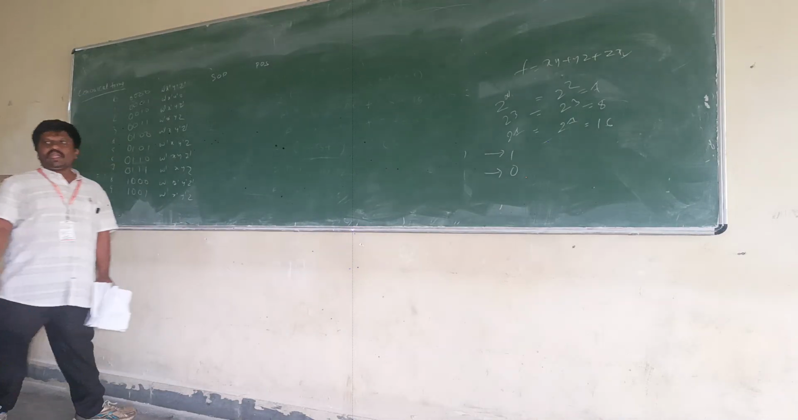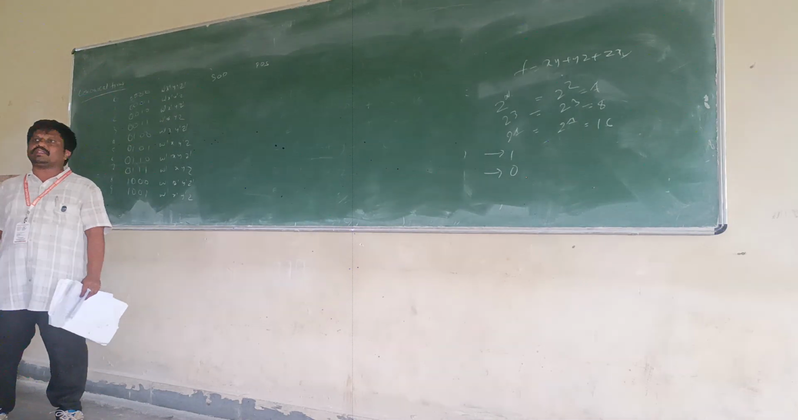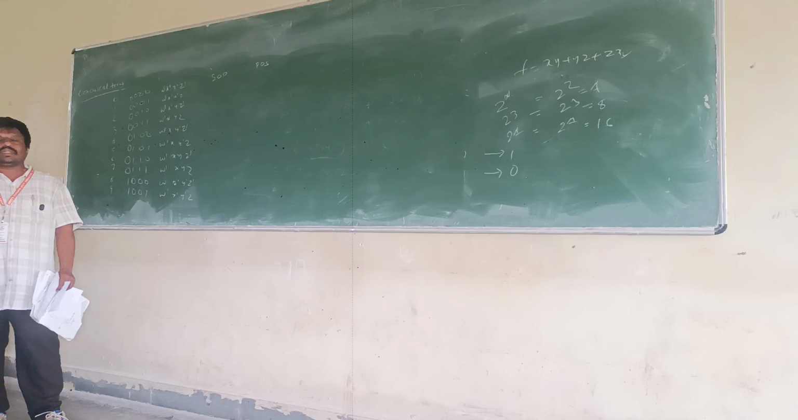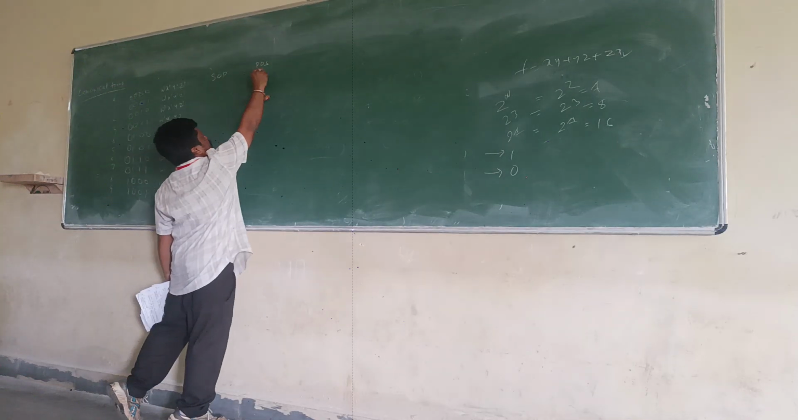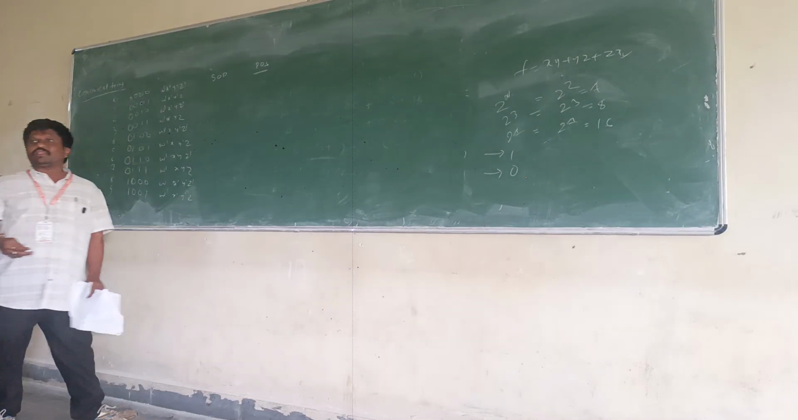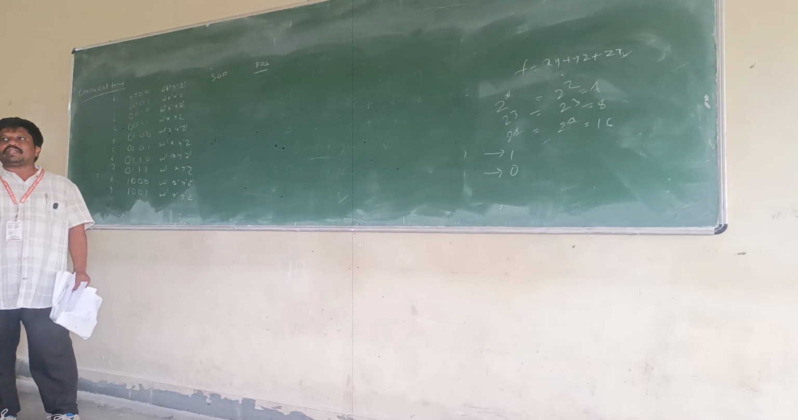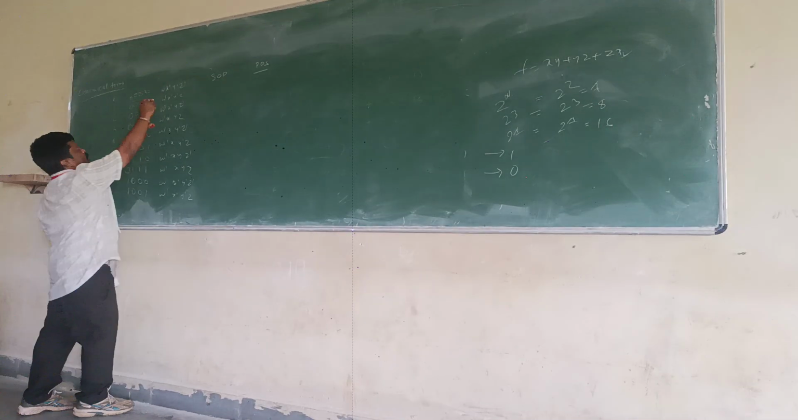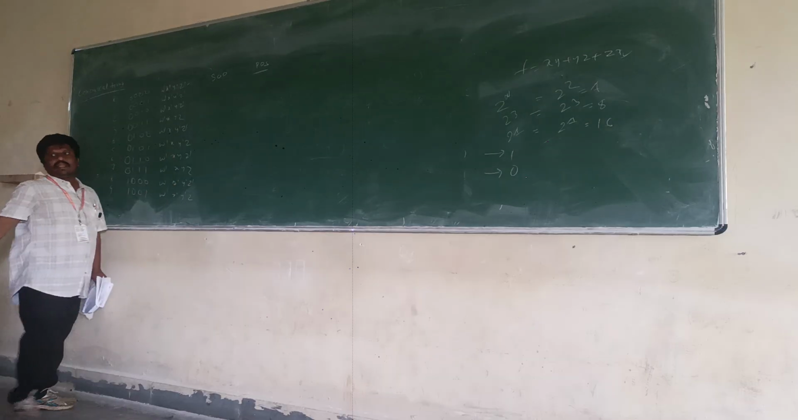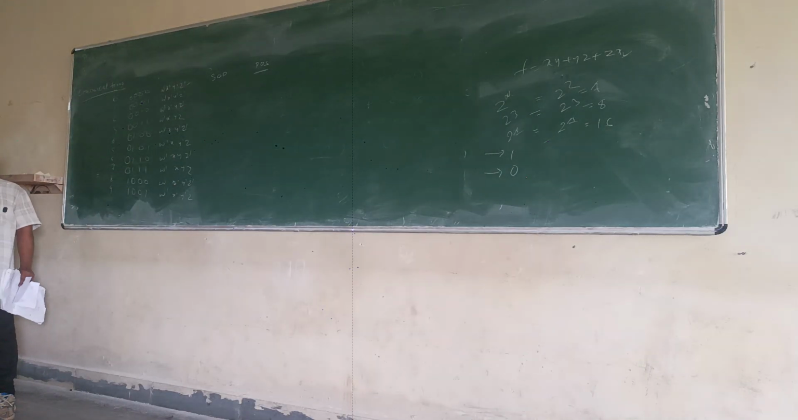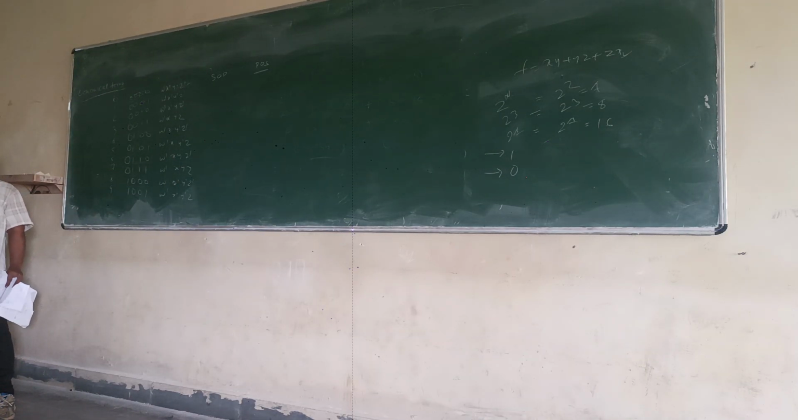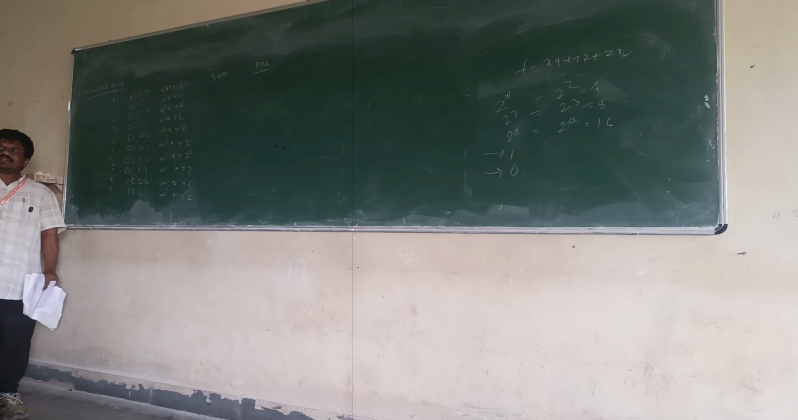If I go with the sum of products, I will get the min terms. If I go with the POS, that is the product of sums form, there I will get the max terms. The terms will be named. This is one term, this is the second term, like this we'll have different terms. Those names can be changed from one form to another form.